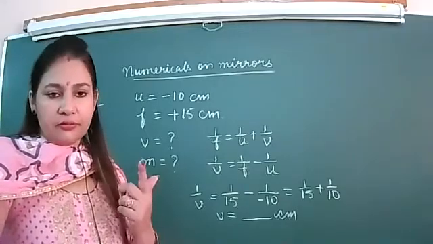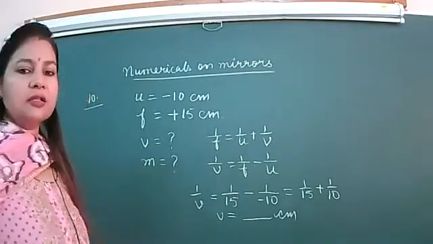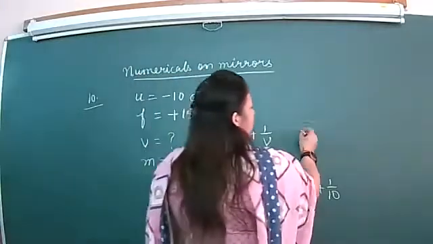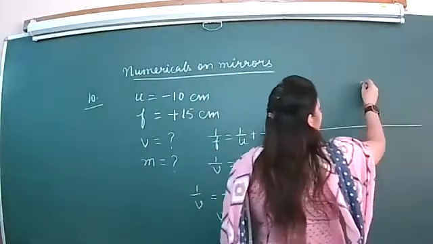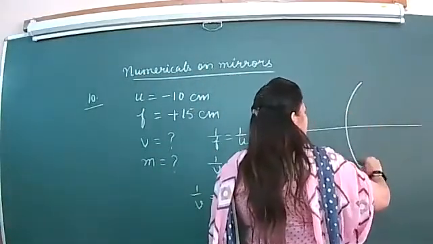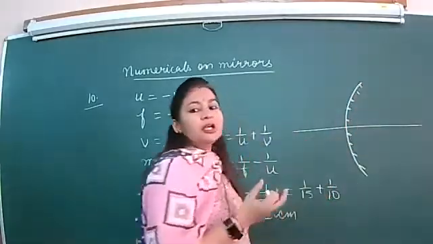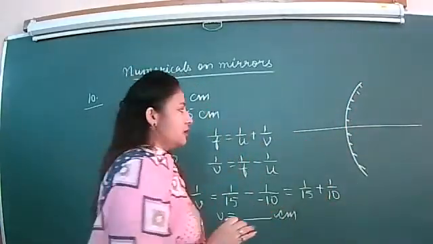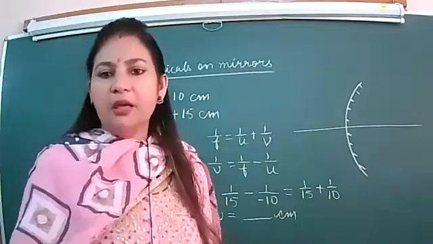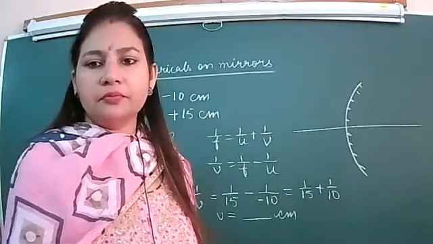V should be positive, because you draw the ray diagram alongside, okay? When you draw the ray diagram, you will come to know the signs at least of all the things. Then an estimate of what your reading should come, that also you will come to know, okay? You will come to know the reading also.